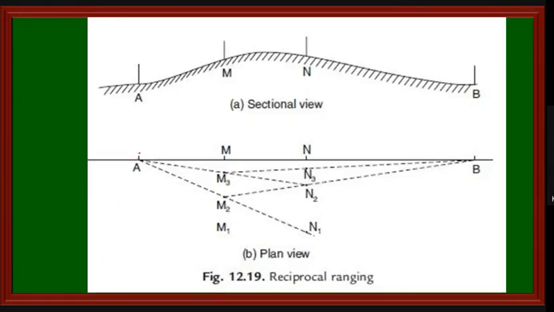See, here station A is there, station B is there. Here you can see the ground is a little bit up, and I can't see station B. So these are the surveyors A and B, and these are the chainmen.